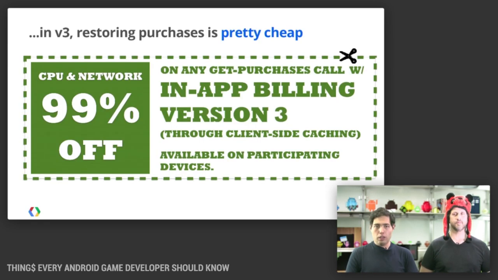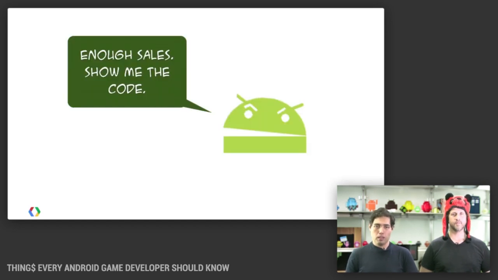This means that calling restore purchases is actually very cheap, and you can do that as often as you need. For example, you could just do that every time the application starts, so you know what items the user owns. So I probably sound like I'm trying to sell you something.